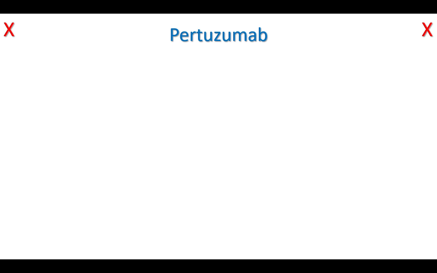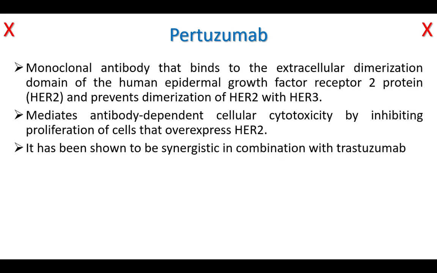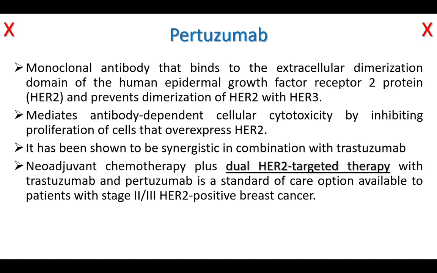Another drug in this class is pertuzumab, and sometimes we use both together, trastuzumab and pertuzumab, because it acts on a different region of the same receptor. So it has a slightly different mode of action, but on the same receptor. So sometimes you can combine the two drugs together. I won't go into details of this, but neoadjuvant chemotherapy plus dual HER2 targeted therapy with trastuzumab and pertuzumab can be one option in some stages of this cancer. Okay.